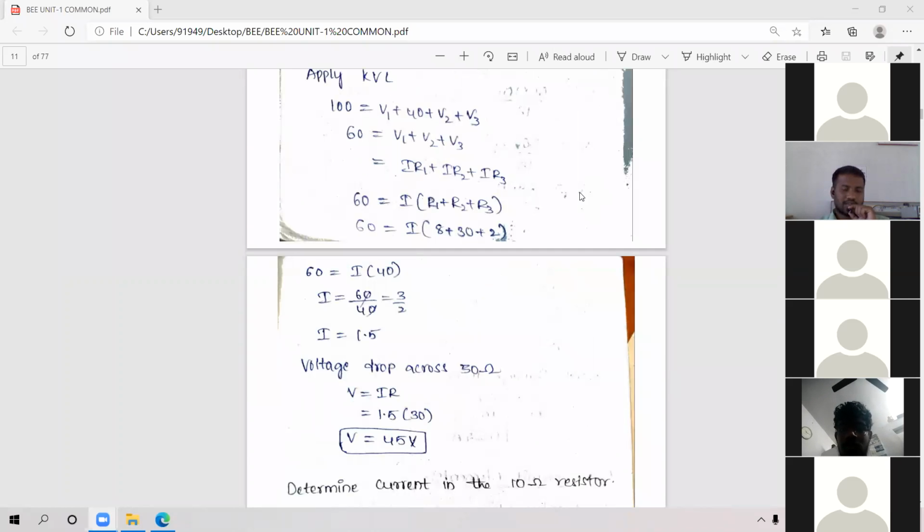Check the answer. I have shared the answer. V is equal to 45 volts.